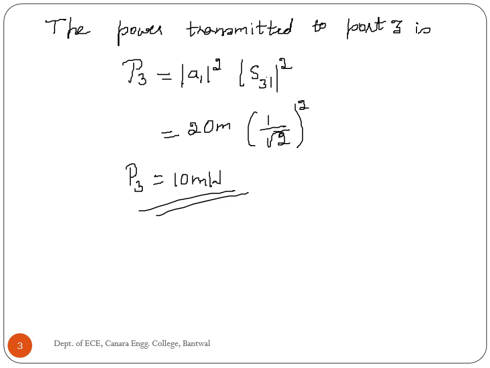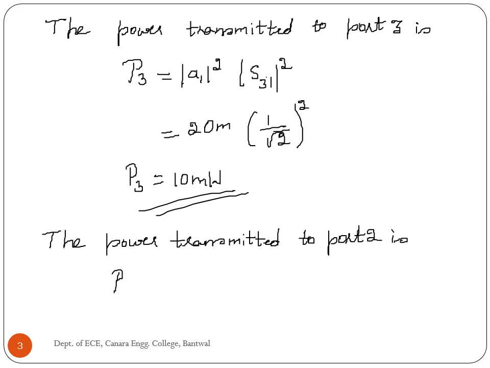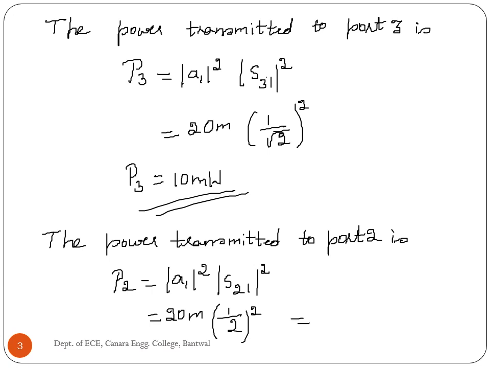The power transmitted to port 2 is P2 equal to A1 square into S21 square, which is equal to 20 milliwatts, and S21 of H plane is half, squared, which is equal to 5 milliwatts. So we can say that power at port 1 is equal to the sum of the power at port 2 and port 3.